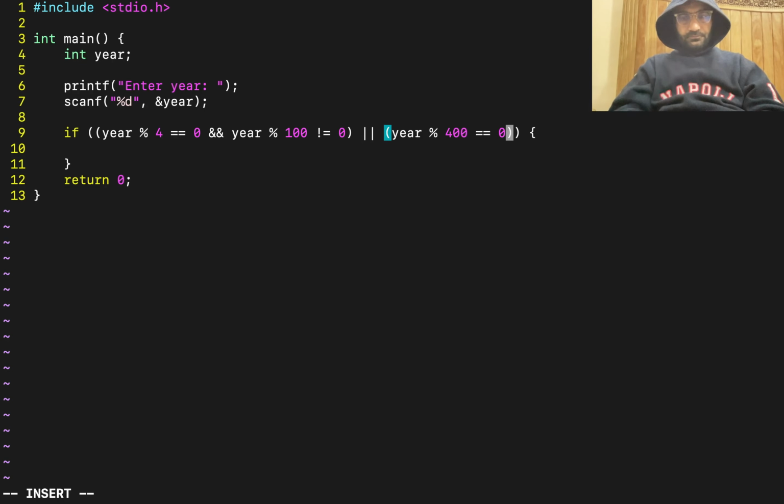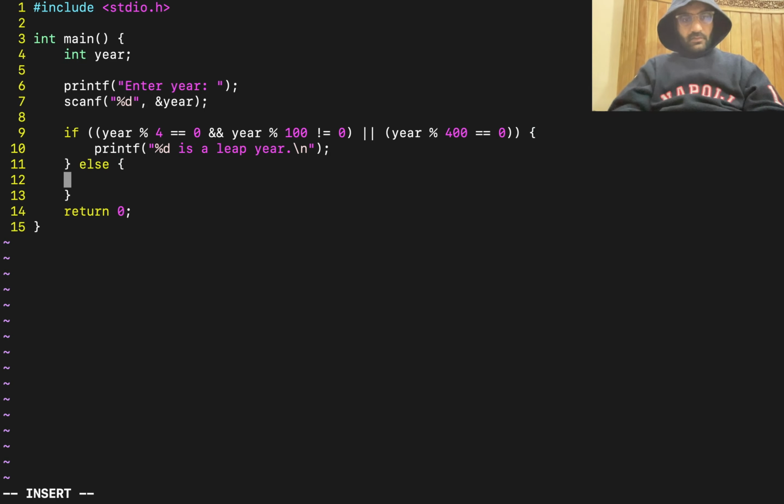Okay, so there is an or statement here. We have used the or here. So if the year is completely divisible by 400, then it means it's a leap year. But for the other case, we need to check that both of these get true, then the year will be a leap year. Okay, so for that we will check if the year is a leap year, and in the else part we will simply tell the user that it is not a leap year.